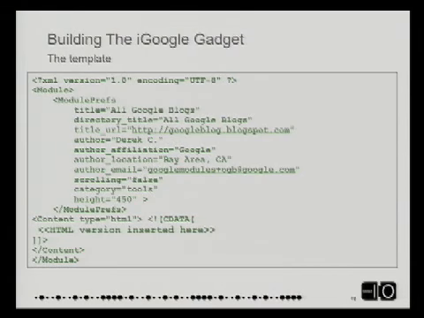This is essentially a base template. There's some module prep stuff at the top. There's a content type equals HTML. What that means is iGoogle is essentially going to wrap everything that's going to be inserted into there, into an iframe.